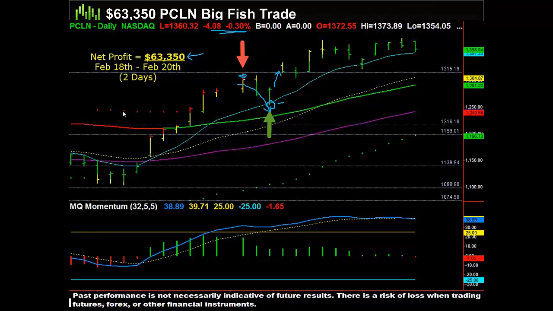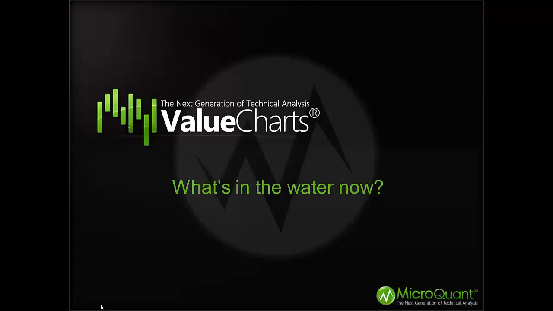Yes, this is the MQ trend indicator we use in the live trading room. The gist of this trade is that a big fish trade can yield a lot of money in a very short amount of time. Over $63,000 in 2 days, on a pullback. That's not even a big move for this stock.